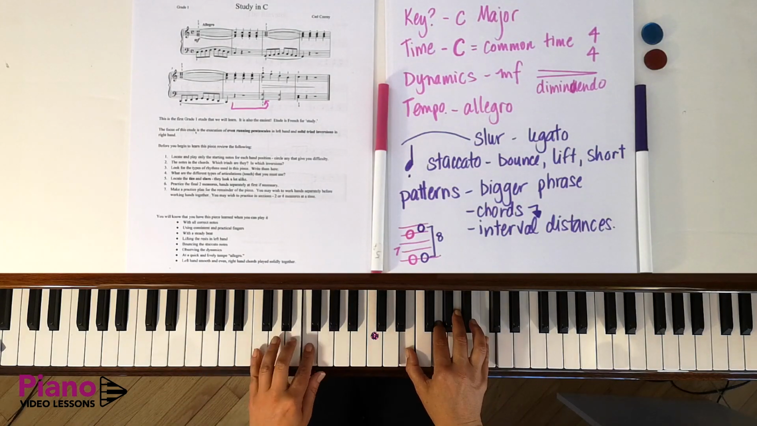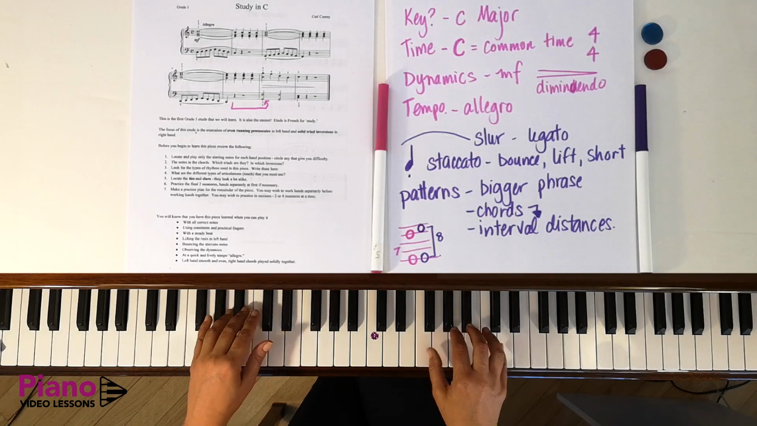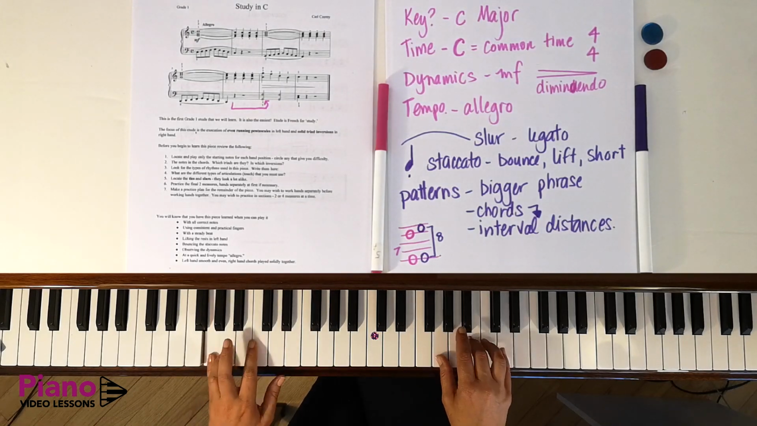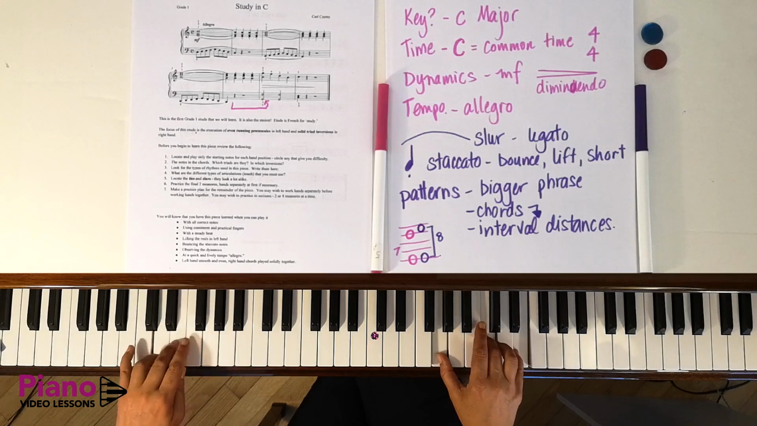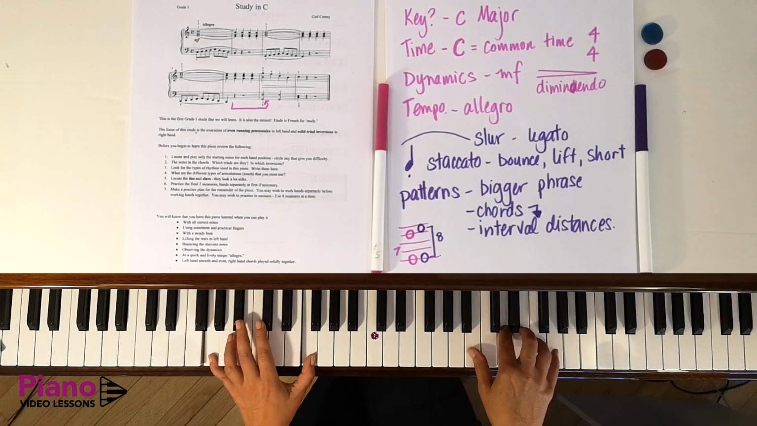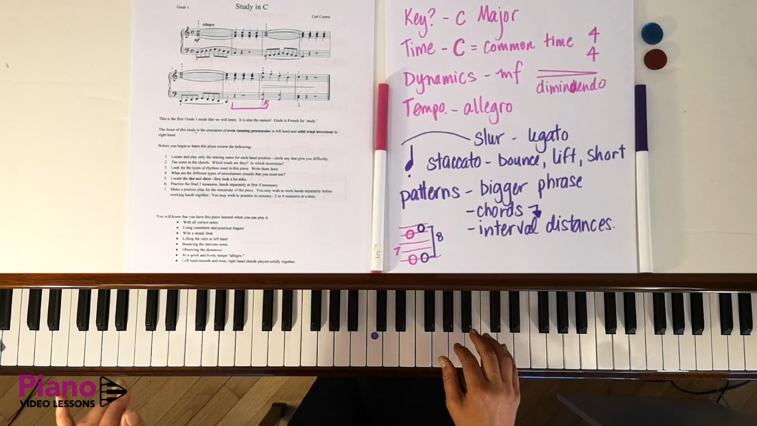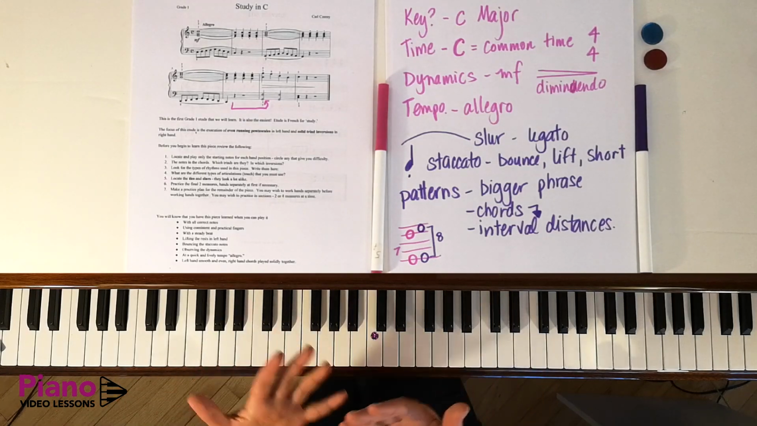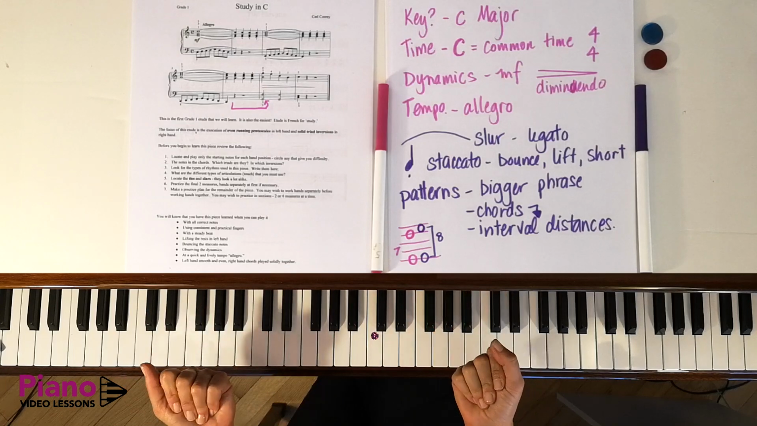Or you could just count. 1, 2, 3, 4. 1, 2, 3, 4. So that will help you with your steady beat. You can go slowly if you need to.